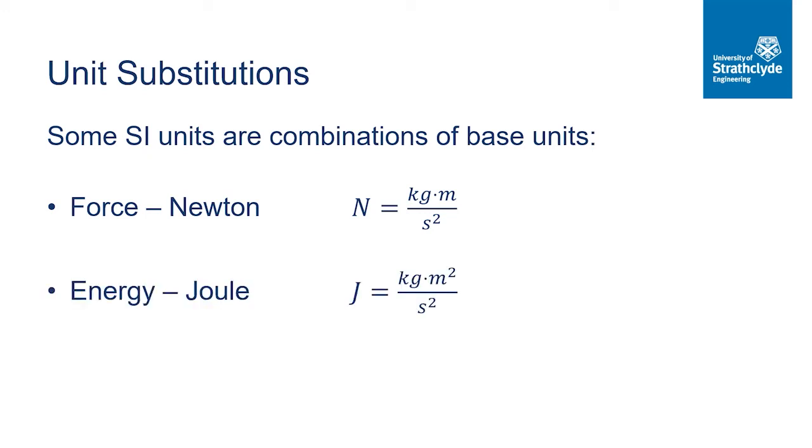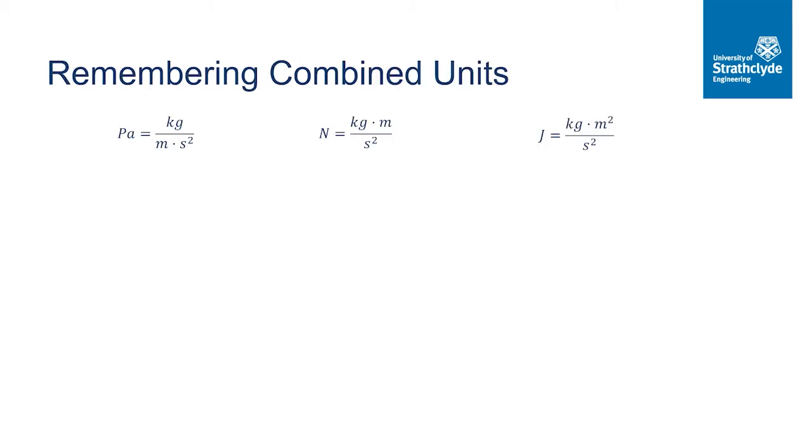Energy, measured in joules, is a kilogram meter squared per second squared. And pascals, the measurement of pressure, is kilograms per meter second squared. So these are three combination examples of base units that form an SI unit for a different physical quantity. So, remembering these combined units. There's actually a very nice way to remember these, because you might think, okay, I could probably remember that pressure is pascals, but how will I ever remember that the base unit is kilograms per meter second squared? So let's actually think about that.